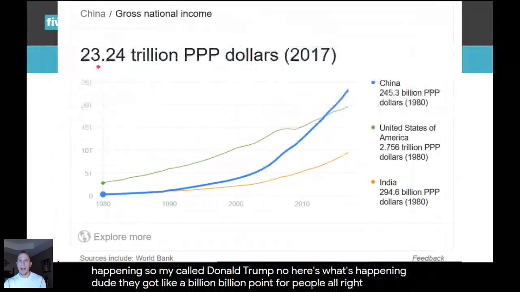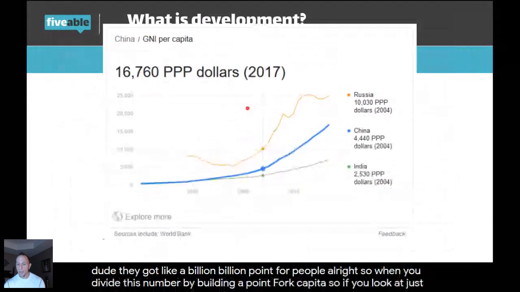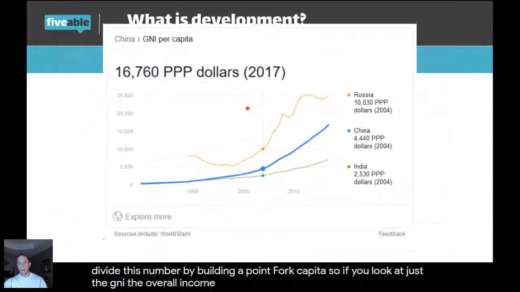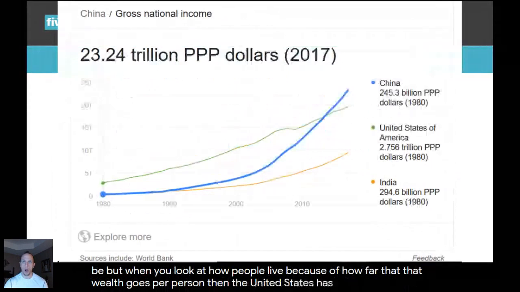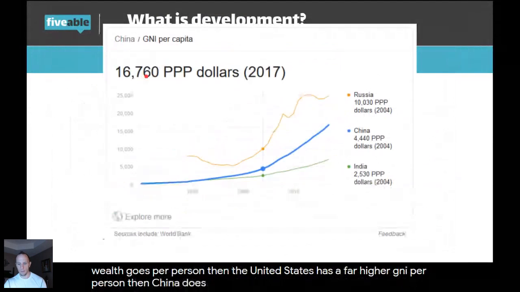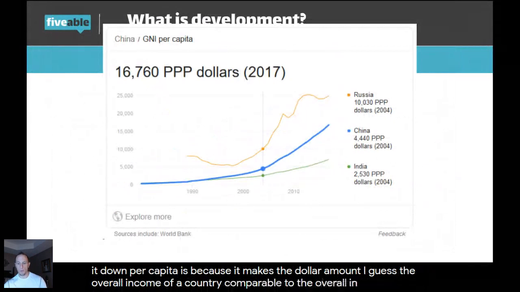All right. So when you divide this number by 1.4 billion, that right there is going to be their GNI per capita. So if you look at just the GNI, the overall income of a country, China's got the United States beat. But when you look at how people live, because of how far that wealth goes per person, the United States has a far higher GNI per person than China does. So that's the reason why we break it down per capita: it makes the overall income of a country comparable to other countries based on how people live.